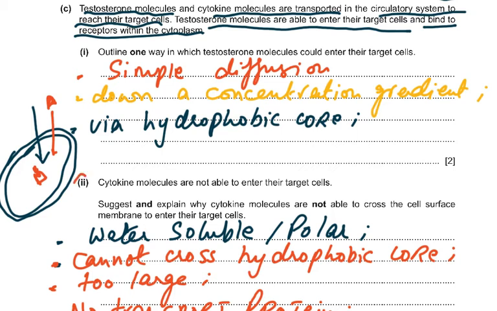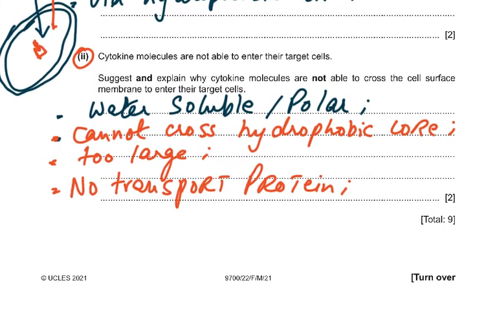Number two, cytokine molecules are not able to enter the target cells. Suggest and explain why cytokines are not able to enter. Because they're water soluble, they're polar, so they cannot cross the phospholipid bilayer. The phospholipid bilayer is made of phosphate heads and fatty acid chains, and this is the area which is hydrophobic. So something which is water soluble and polar will not pass through it.